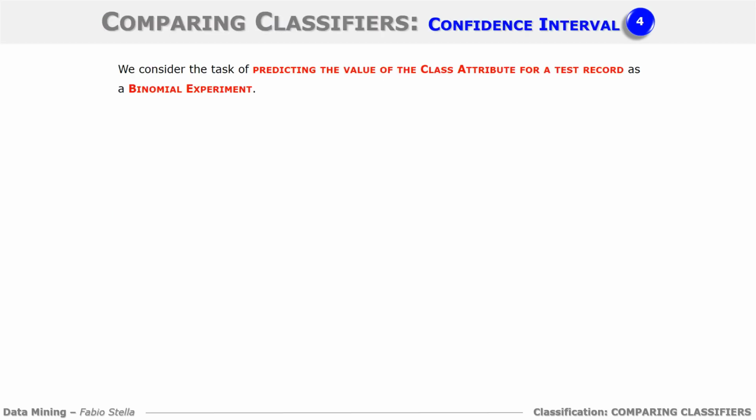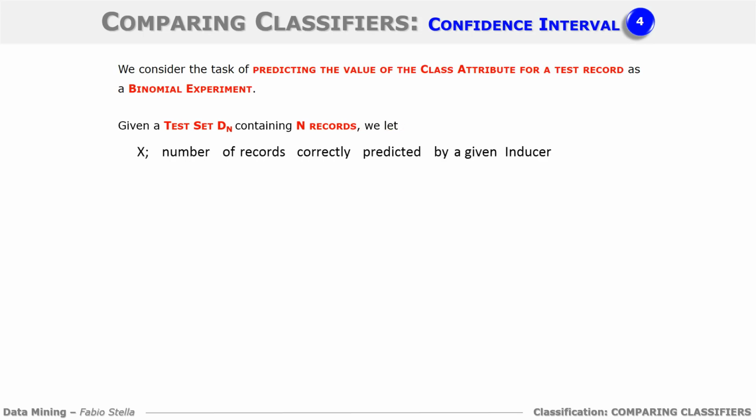To provide a formal treatment of the situation, we consider the task of predicting the value of the class attribute for a test record as a binomial experiment. In such a setting, then, we consider a test set D_N containing N records, and we let X be the number of records correctly predicted by a given inducer, and we let p be the true but unknown accuracy of the inducer.